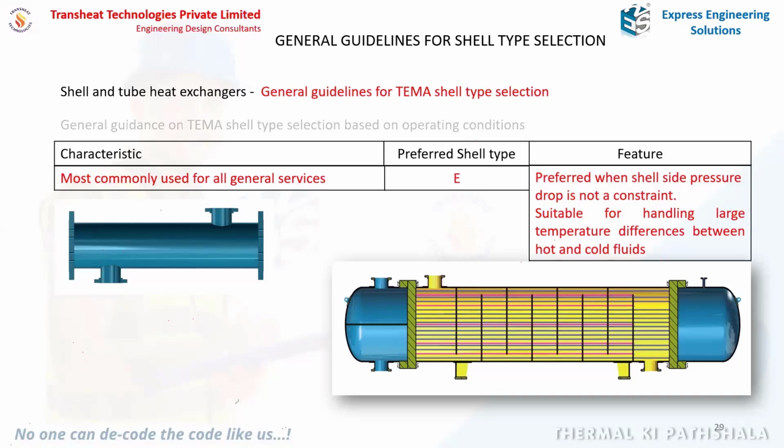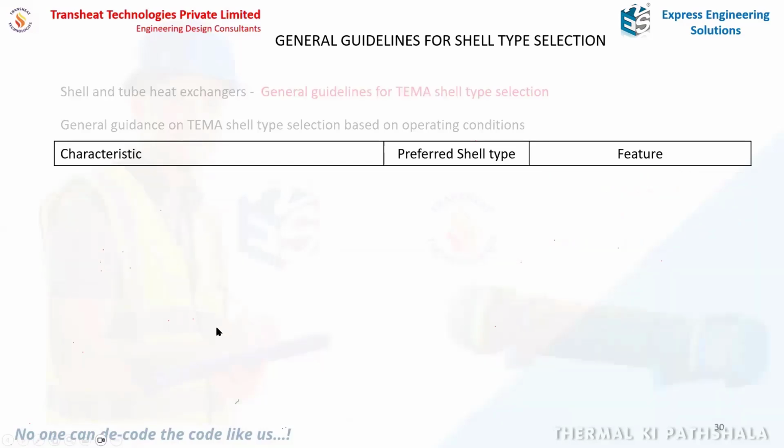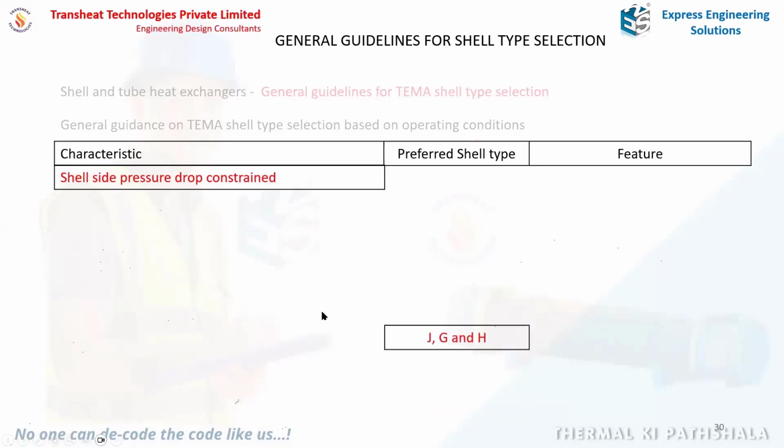And these are also good to handle large temperature differences. But in such cases, you may need an expansion joint as a means of restraint relief. Next is where you have a case where you have the pressure drop constrained on the shell side. In such cases, it's recommended to use either a J-type shell or a G or an H-type shell.